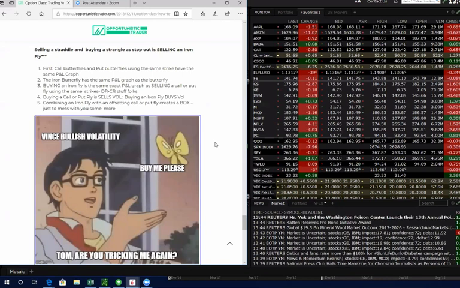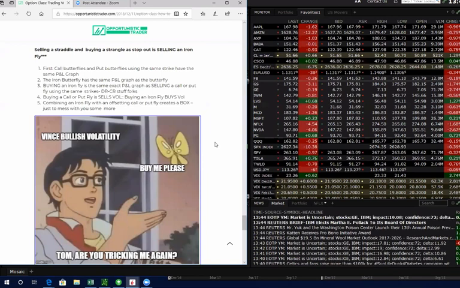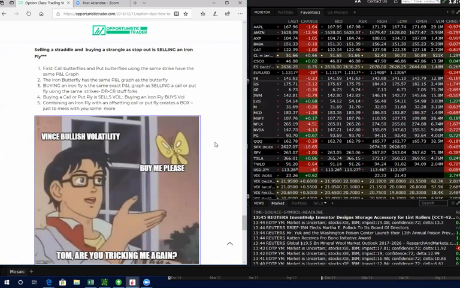If you ever get confused and you're starting to look at things like butterflies versus iron flies, it's very simple. If money flows into your account, if there's a credit to your account, you're selling vol. If there's a debit to your account, you're buying vol. Buying a call or put fly is selling vol. Buying an iron fly buys vol. You can review this in a little bit.